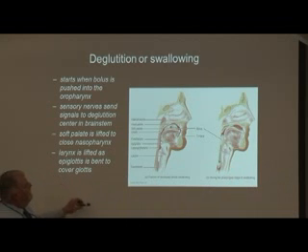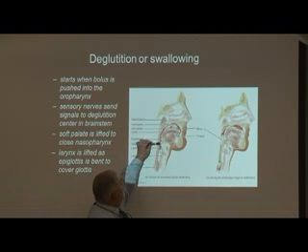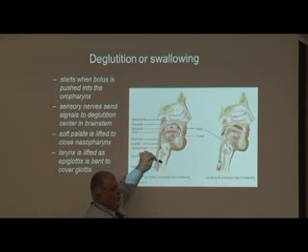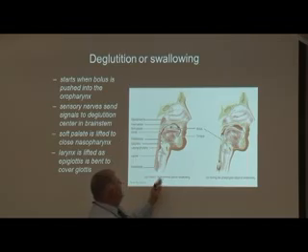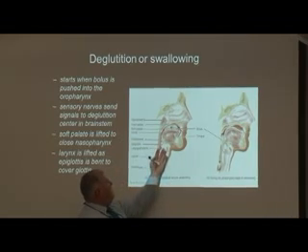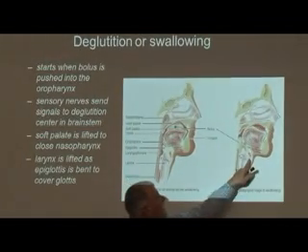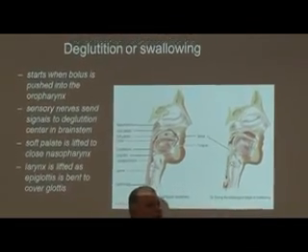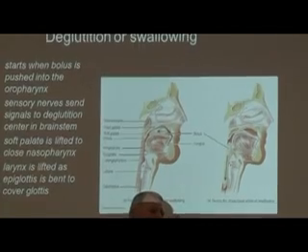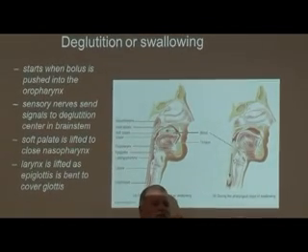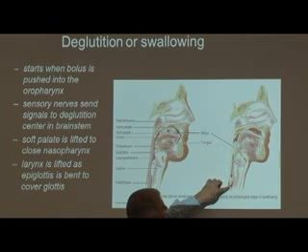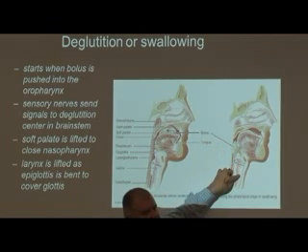The other thing we want is for the food material to go down our esophagus, and we don't want it to go down our airway. So we have muscles that bring the larynx upward, and we also bring our epiglottis downward. As the larynx goes upward and the epiglottis goes downward, we create a seal that allows the bolus to be pushed into the esophagus instead of the airway.